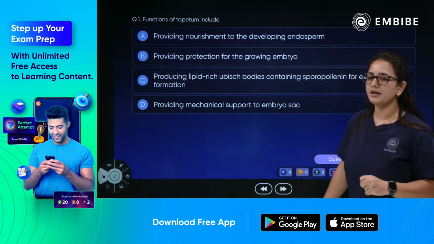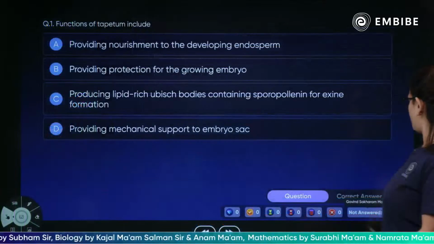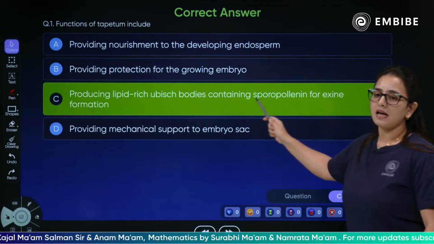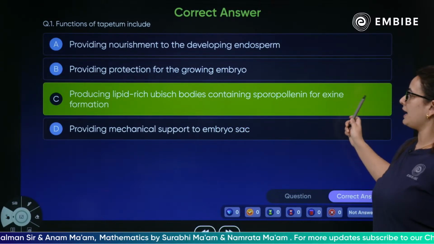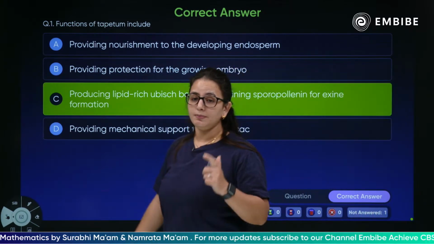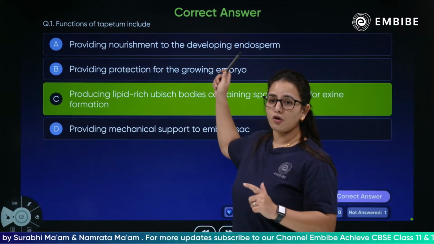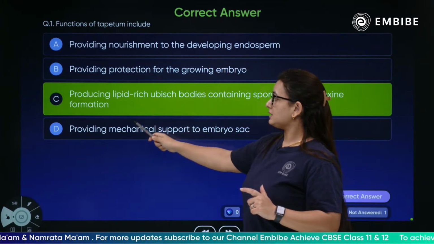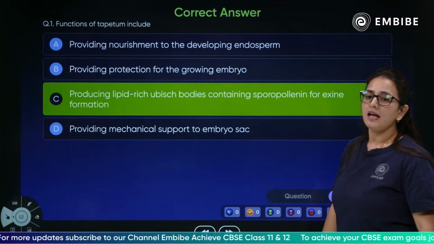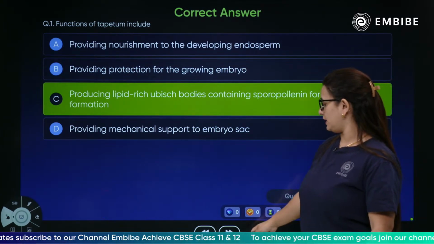Coming back to the question, the function of the tapetum wall is that it provides lipid-rich Ubisch bodies containing sporopollenin for exine formation. Yes, it does provide nourishment, but not to the endosperm, so that statement is wrong. The answer is the lipid-rich Ubisch bodies containing sporopollenin for the exine.